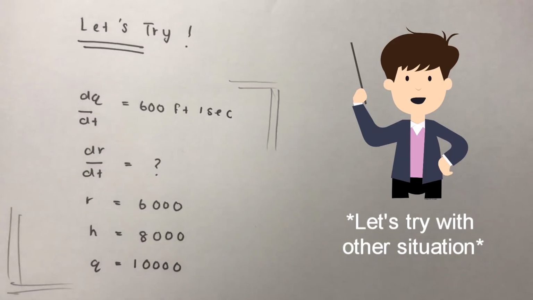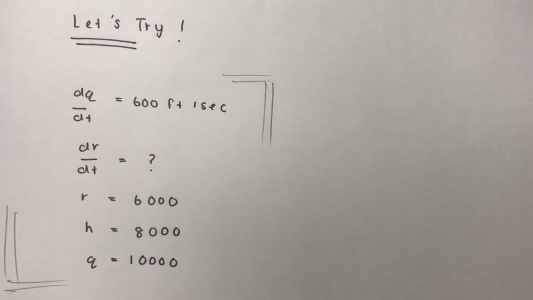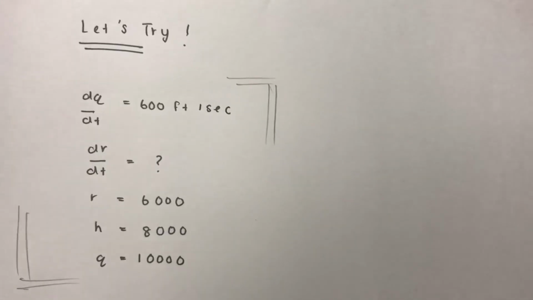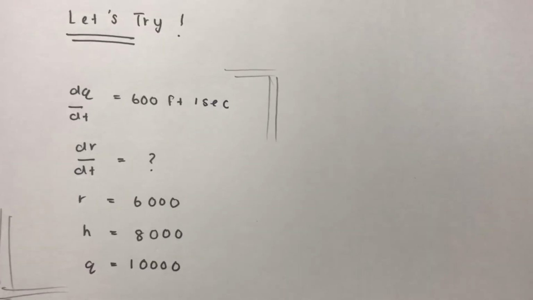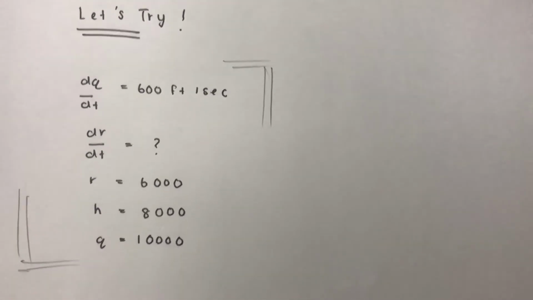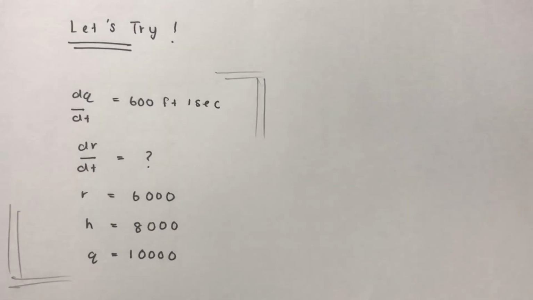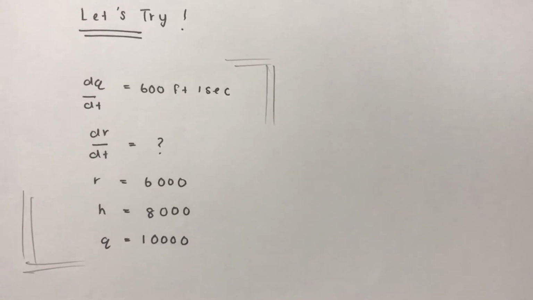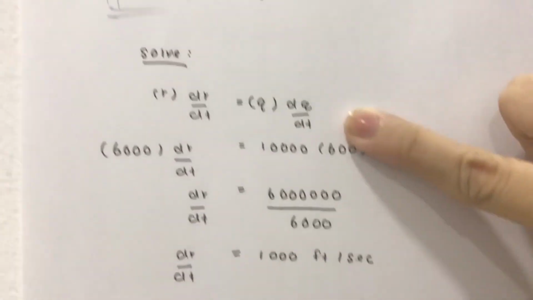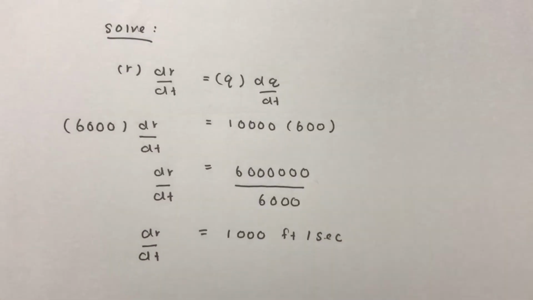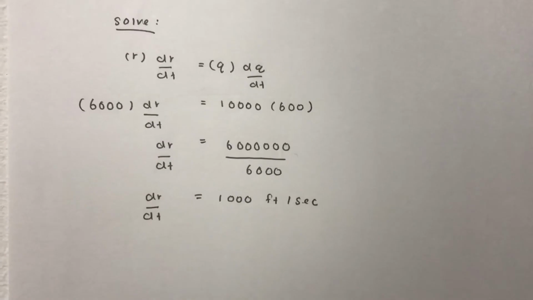Now, let's say that we want to change the situation. Imagine that we want to find the speed of the plane if the distance between Susie and her grandfather and the plane is increasing at the rate of 600 feet per second. Let's calculate it. Let's use the same values for r and the height. So we will get 10,000 times 600, since dq/dt is equal to 600 feet per second. Let's use the same equation. After we fill in the equation, we will get the value for dr/dt, which is 1,000 feet per second.